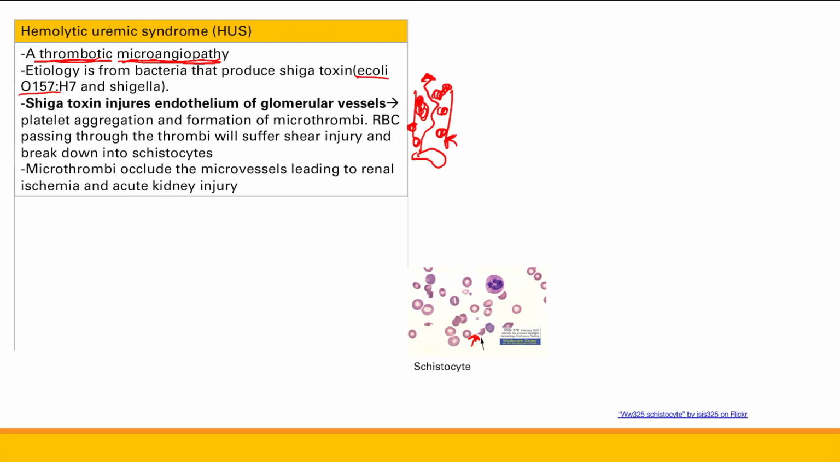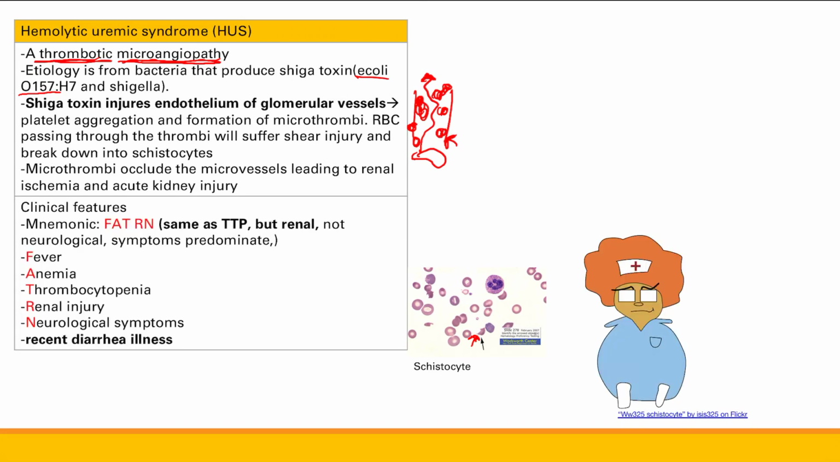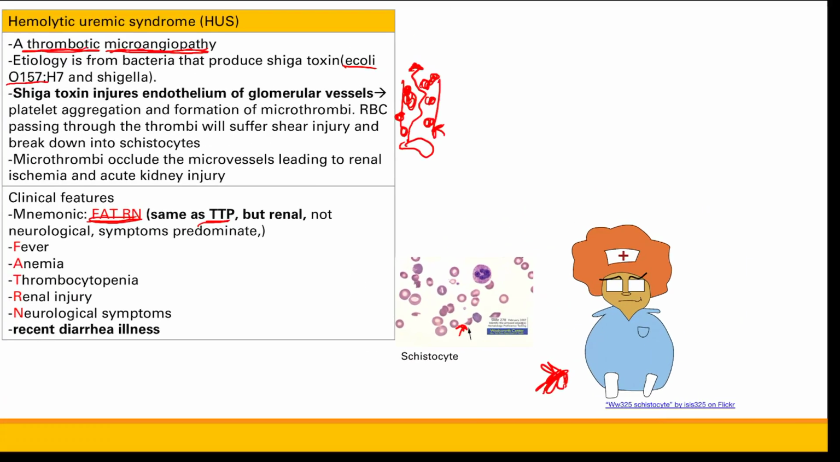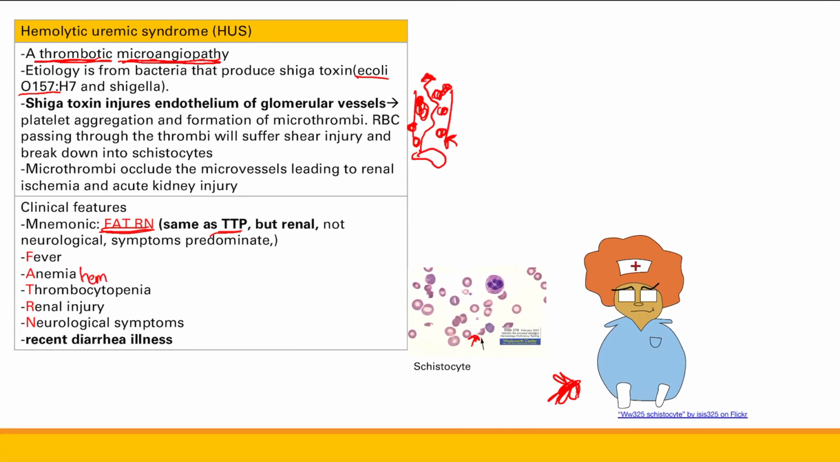So the clinical features here, what are you going to see? Well, there's a nice mnemonic for this called FAT RN, and there's a FAT RN to remember for hemolytic uremic syndrome. We're going to talk about TTP in a second, but ignore this for now. FAT RN. First one is fever. This is an infection, so you can get fever. Anemia from the red blood cell shearing. This is a hemolytic anemia with schistocytes, okay? Because we're shearing our red blood cells and they're dying, so you're running out of red blood cells.